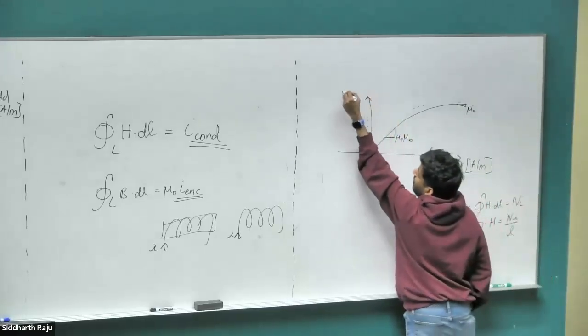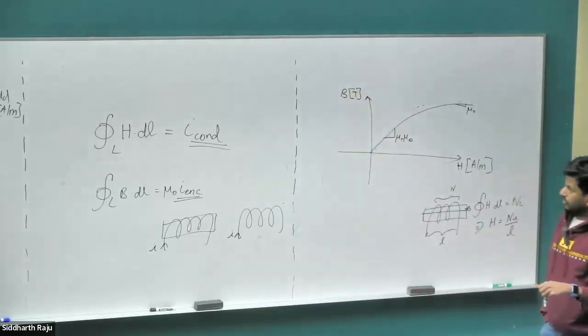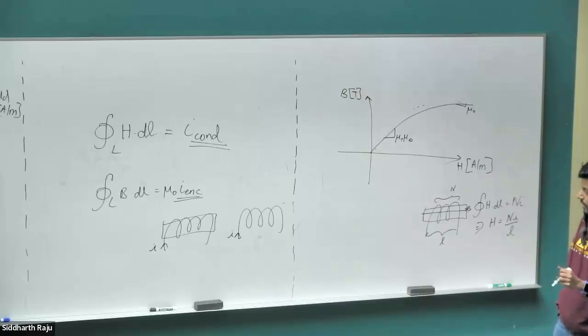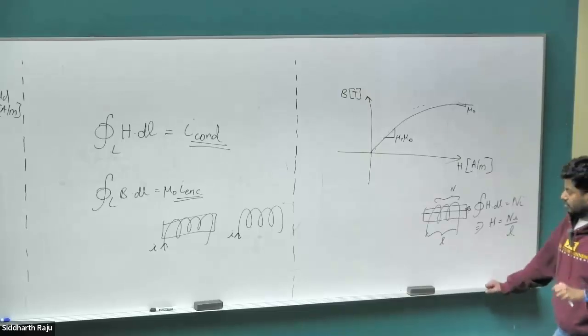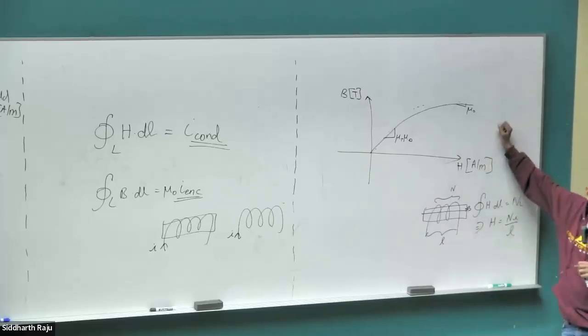The y-axis is B in units of Tesla. Alright, so this is going to be the BH curve of a material that has never been exposed to a magnetic field before. Alright, everybody clear so far?